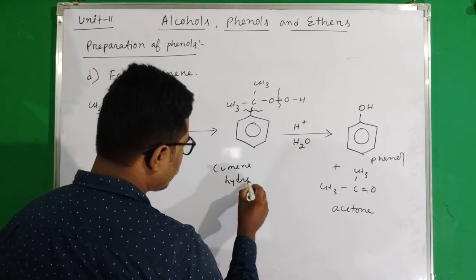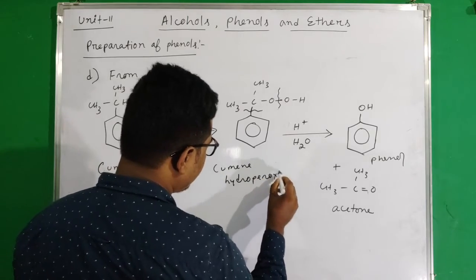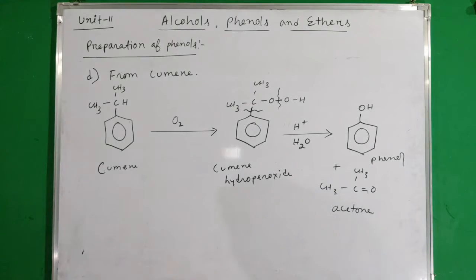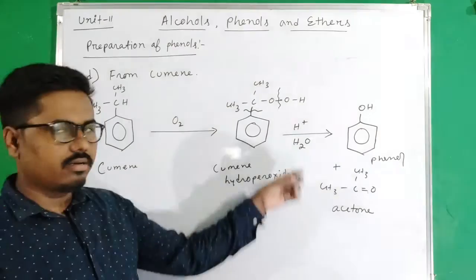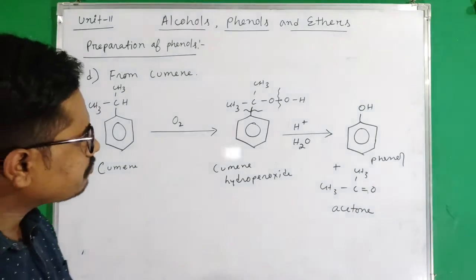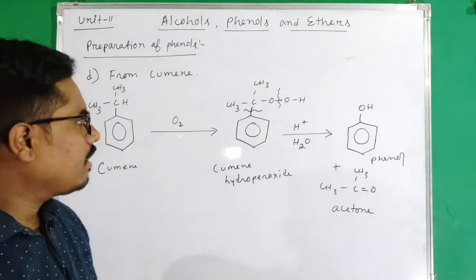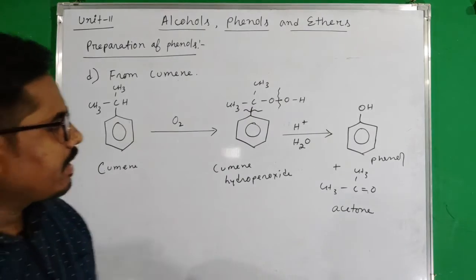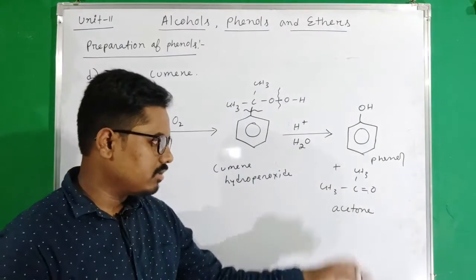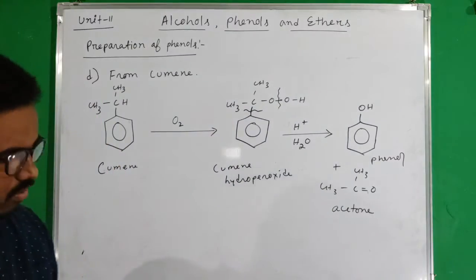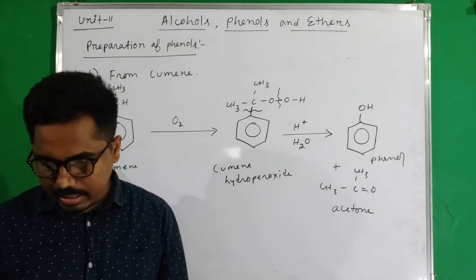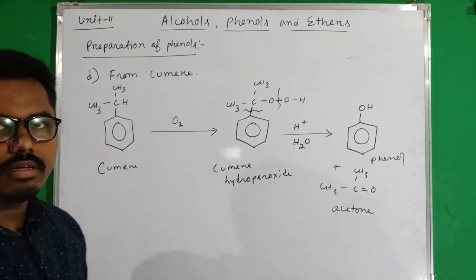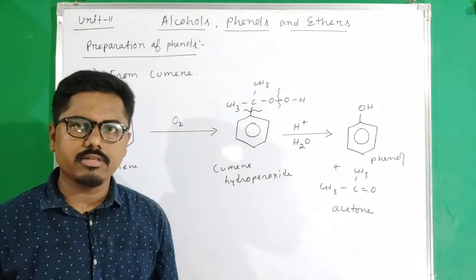Cumene hydroperoxide, okay, because peroxide bond is present. And when this compound is hydrolyzed with an acid, then the peroxide bond is broken and carbon-carbon bond is also broken, okay, and after that phenol and acetone are formed. So we have converted cumene into phenol. So we have studied 4 methods for preparation of phenol.